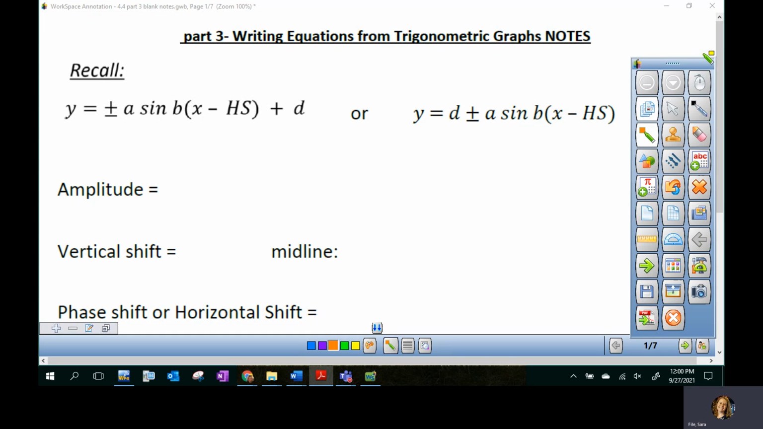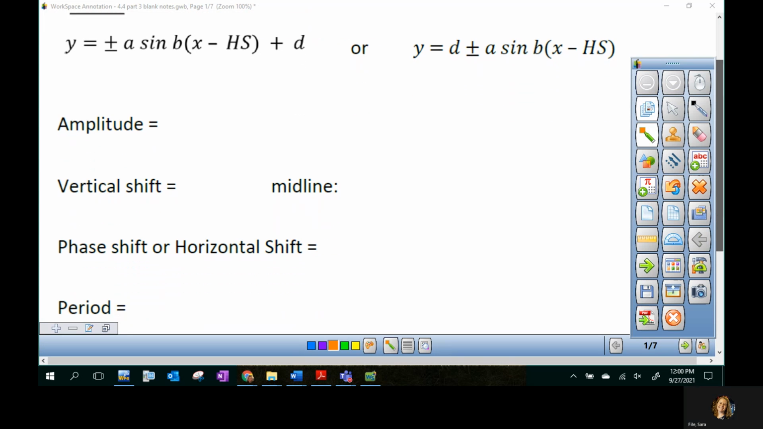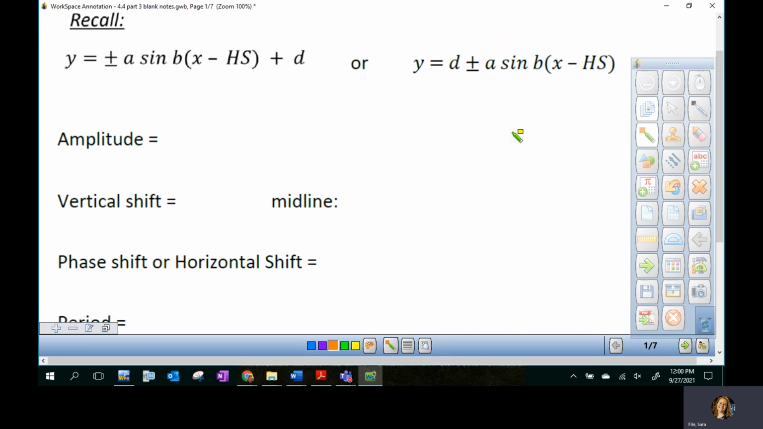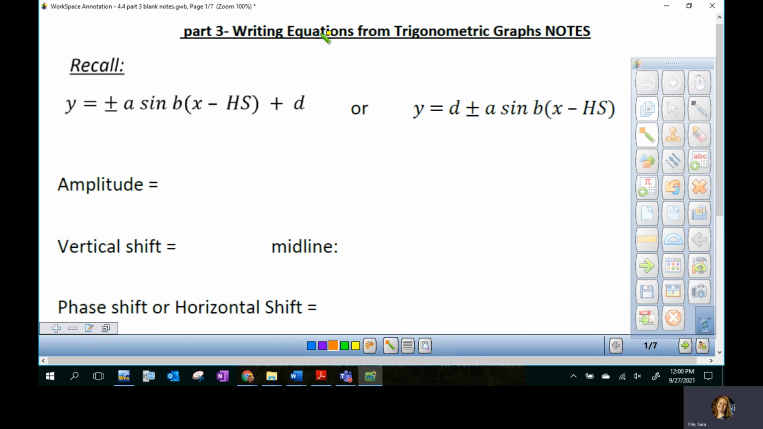All right, so what you need to remember from last week, from parts 1 and 2, are what the different parts of the equation mean for the graph. Because the whole point of this section is to write the equations from the graph. Last week we were given the equations and we made the graph. Now we're going to look at what if we're given the graph or the attributes of the graph and we need to write the equation.